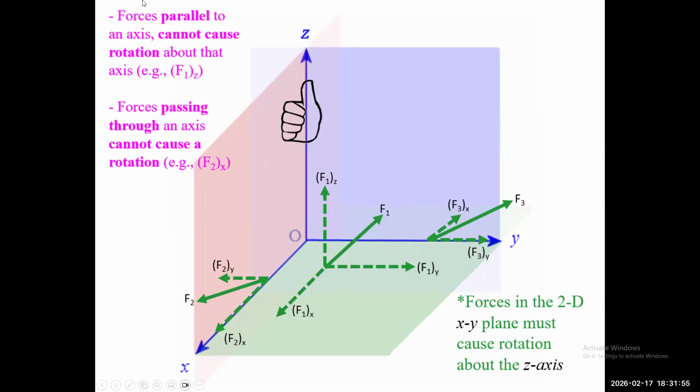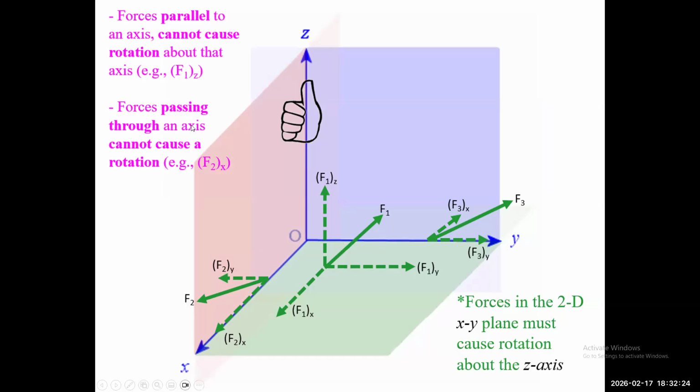Right, this one here. So we said here, a force parallel to the x-axis cannot cause rotation about that axis. So F1z, where's F1z now? F1z is right here. It's parallel to an axis, so it cannot cause rotation about it.